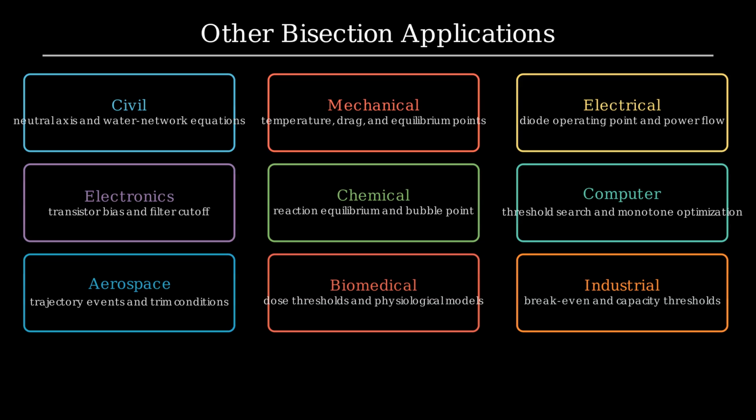Bisection is useful whenever an engineering quantity changes continuously and a safe interval with opposite signs can be found. These examples span structural, thermal, electrical, chemical, computational, aerospace, biomedical, and industrial problems.